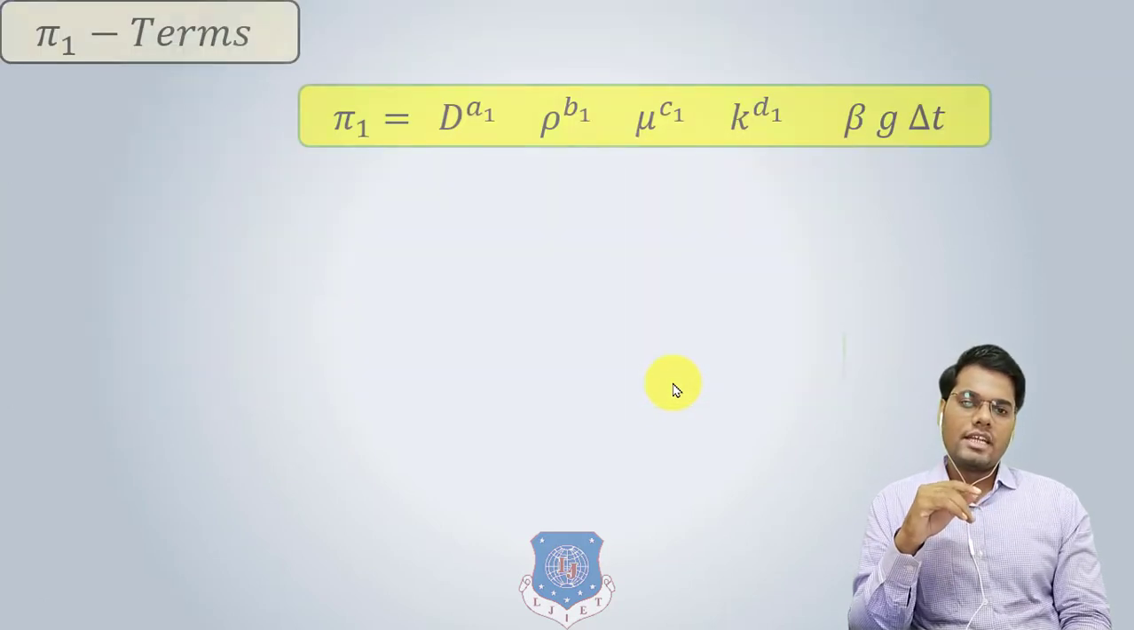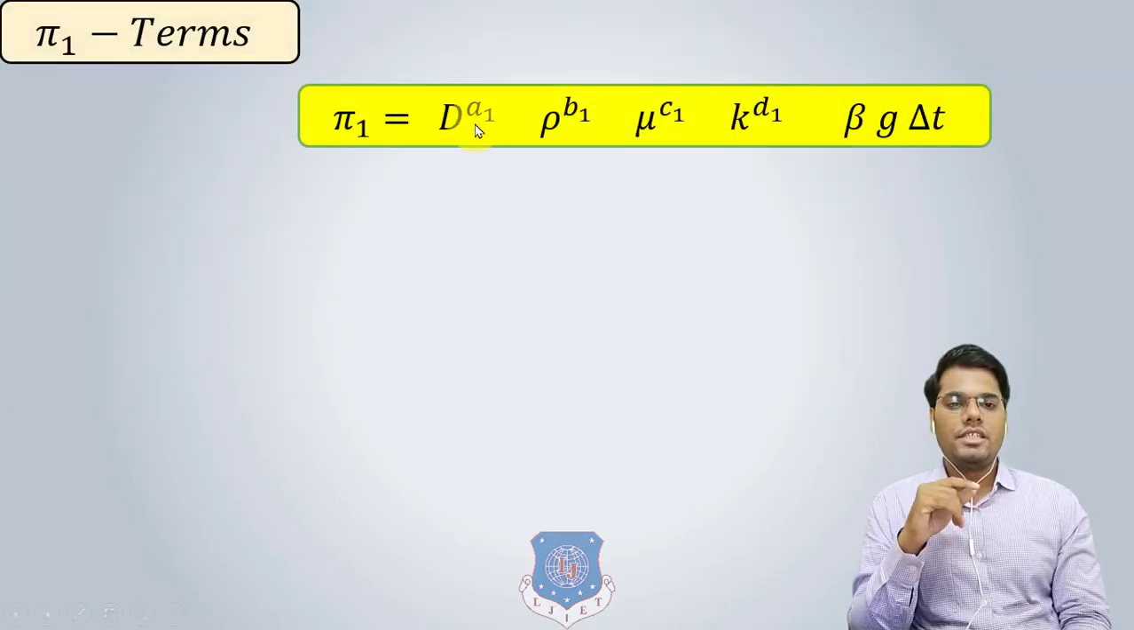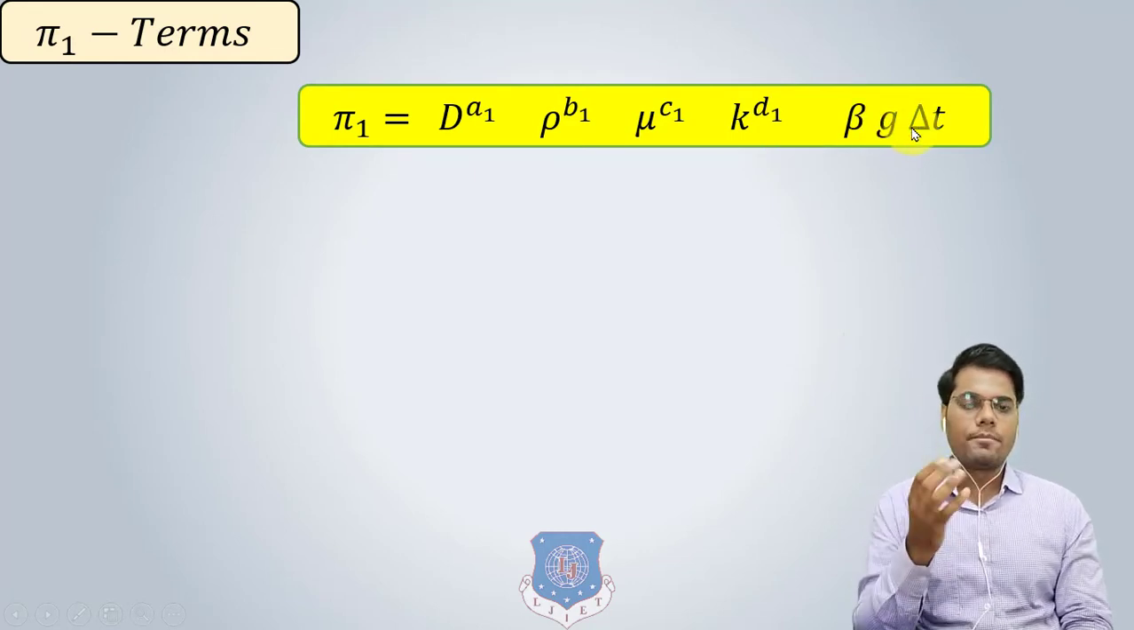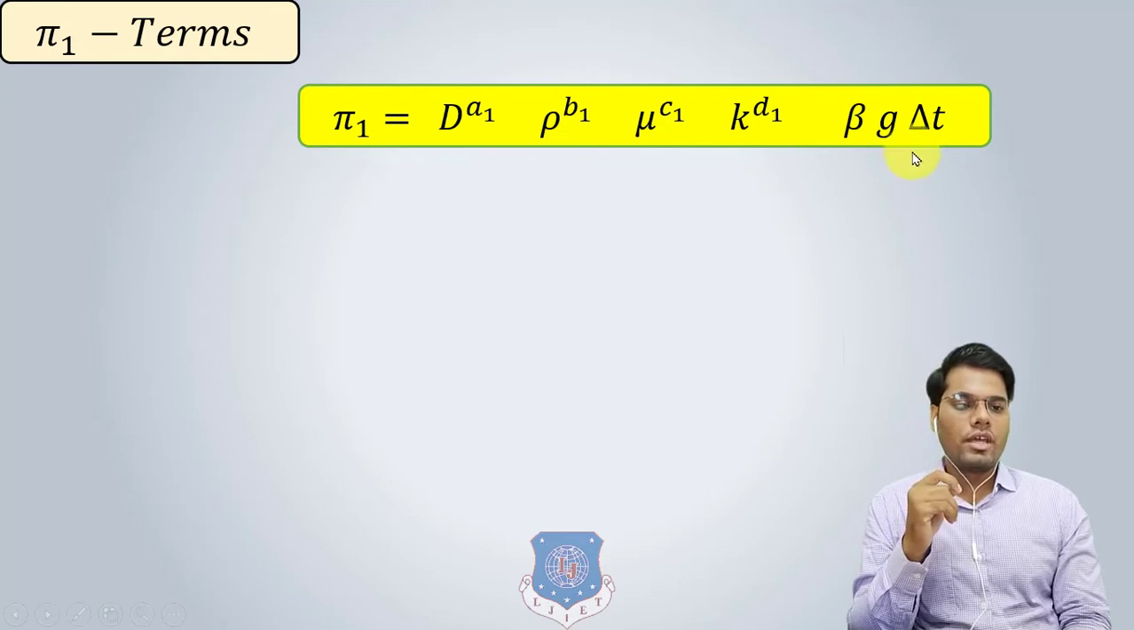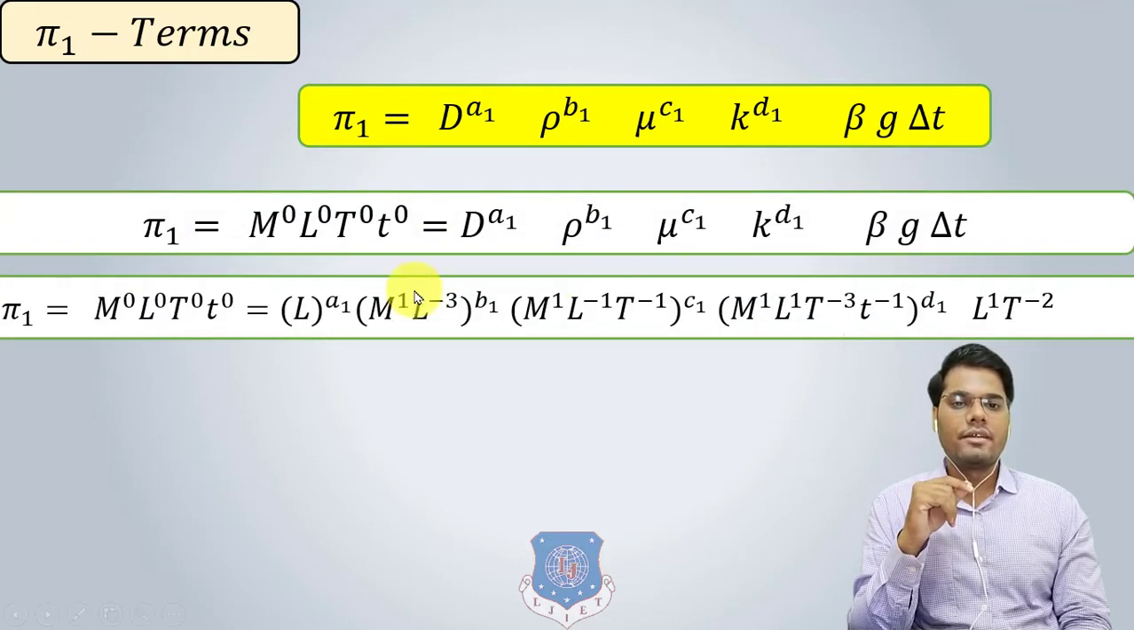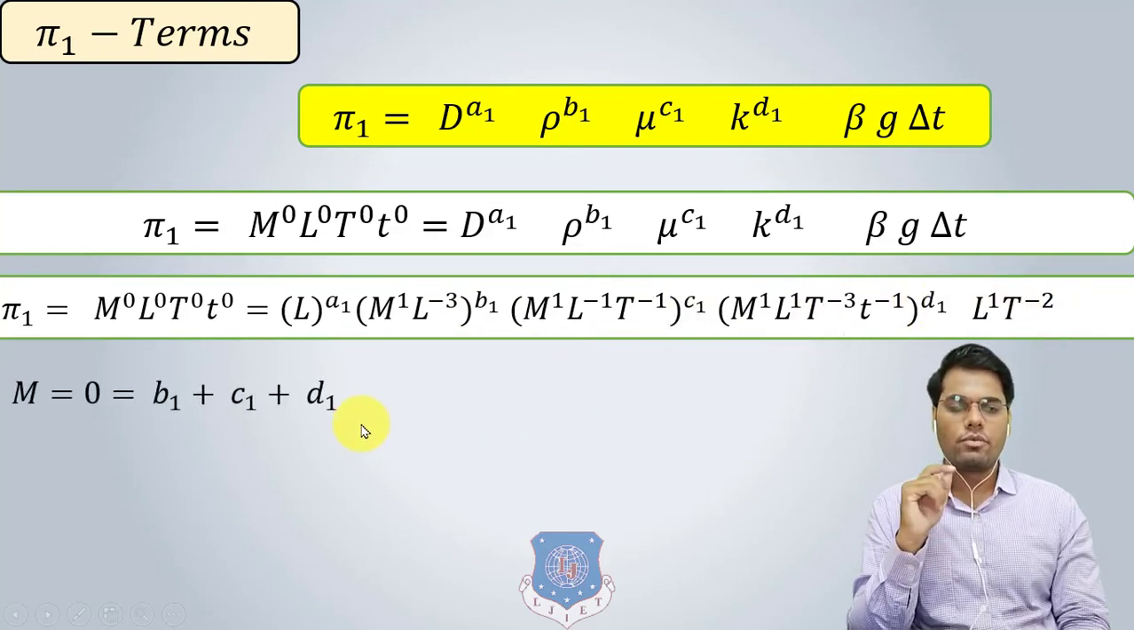Now let's derive the equation for the pi 1 group, which is L rho mu K beta G delta T. As we know, the next step is replacing these by their MLT form, primary quantities, fundamental quantities from the table, and we will get an equation like this. Now from this equation, we have to generate 4 equations. The first one is for capital M, so it would be B1 into 1, so B1 plus C1 into 1 plus D1 into 1. So B1 plus C1 plus D1 is equal to 0. This is equation number 1.